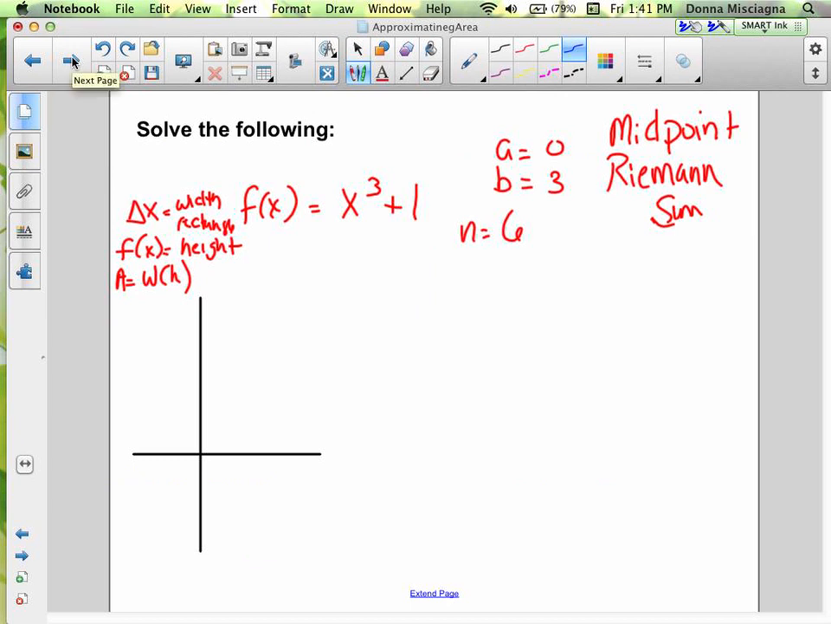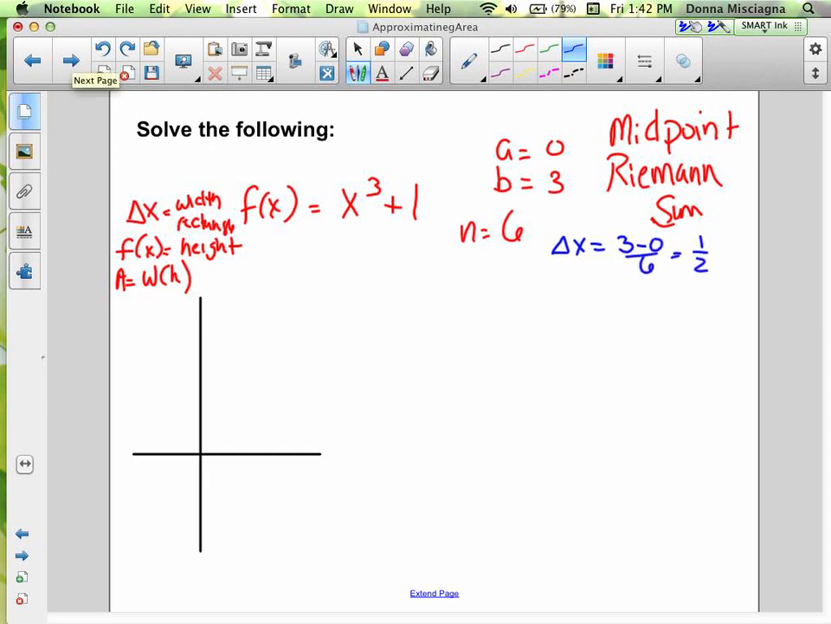All right, so midpoint Riemann sum. This is another fun one. X cubed plus 1. So it's the same thing. It's the same S shape, right? But now it's shifted up 1. So let's actually find the change in x. I'll make sure I make it big enough. All right, so change in x would be 3 minus 0 divided by 6, so 1/2.